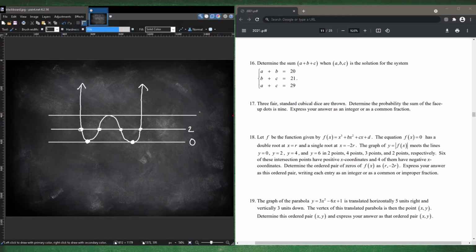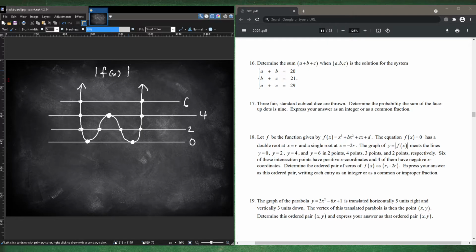And then when y equals 4, there are 3 points of intersection, which makes sense because then it hits one of them right here. And then when y equals 6, we have 2 points of intersection. Okay, so remember, this is the absolute value of f of x.